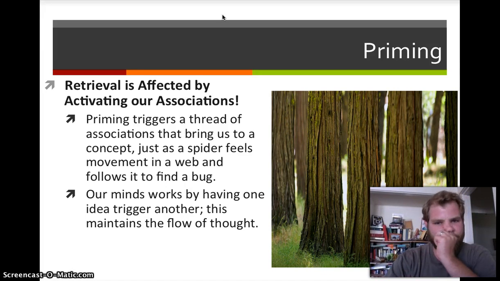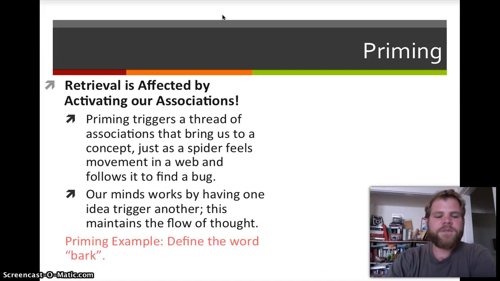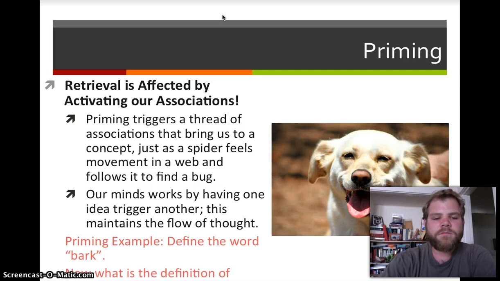So let's do a little experiment. Define the word bark. Got it? All right. Now, what is the definition of the word bark?